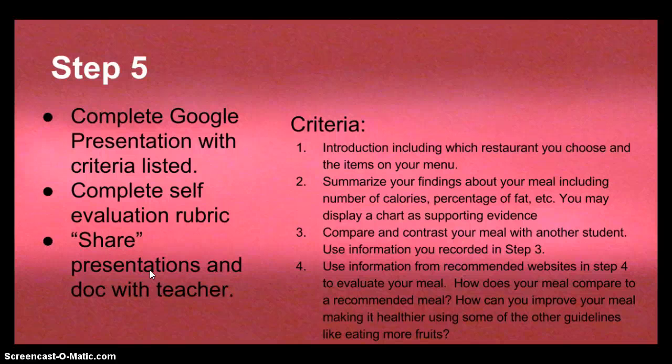They must summarize their findings about the meal including number of calories, percentage of fat, etc. And they may even display a copy of their chart as supporting evidence. The third criteria is they must compare and contrast their meal to another student. And finally, use the information from the recorded websites in step 4 to evaluate what they chose as their meal. How does their meal compare to a recommended meal? How could they improve their meal by making it healthier using some of the other guidelines, like for example, eating more fruits?